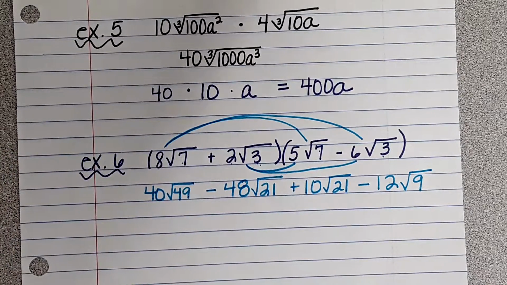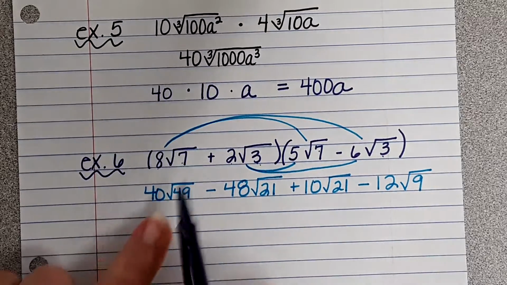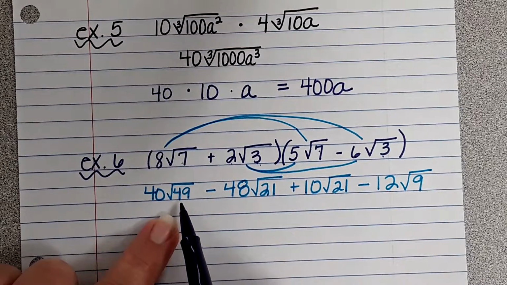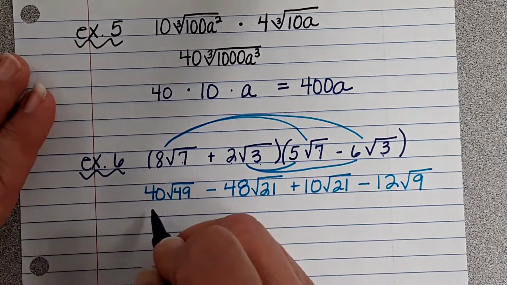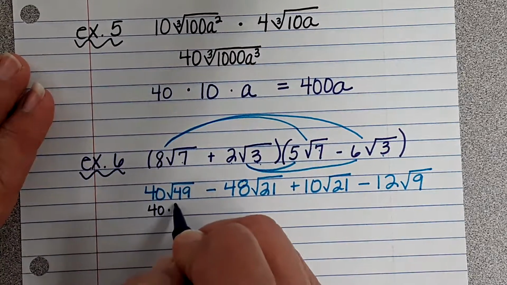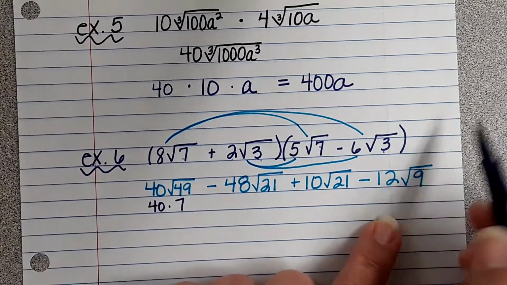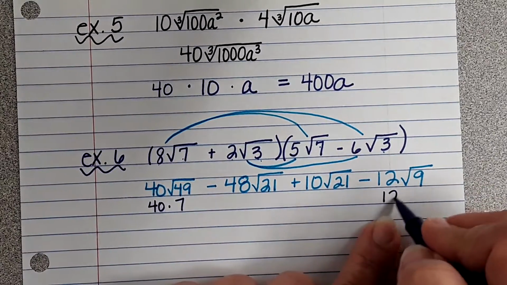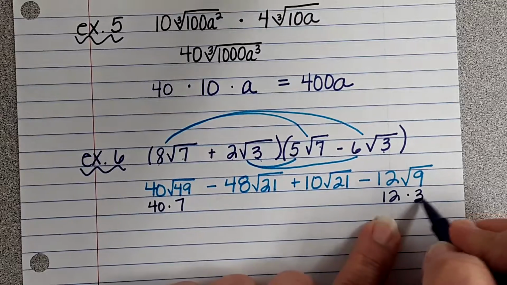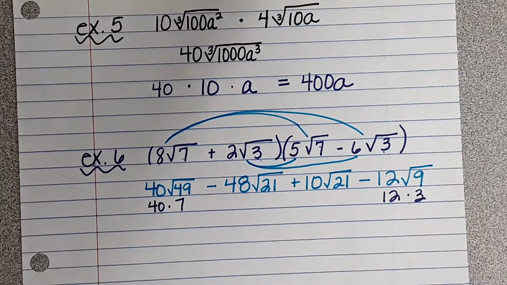Now what we're going to do is we're going to take care of combining terms and all of that. I noticed that when I multiplied, I got the square root of 49. Well, the square root of 49 is a perfect square. So this becomes 40 times 7. I noticed the same thing over here. I'm going to have negative 12 times 3, because the square root of 9 is 3.